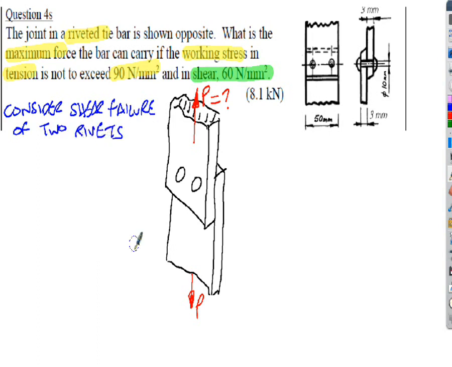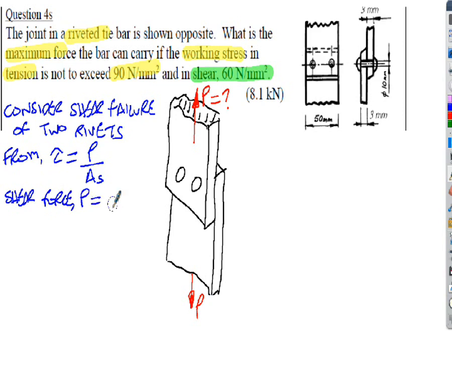Okay. So again, we're going to use the formula we've been using. The shear stress is equal to the force divided by the shear area. We're going to rearrange to find the shear force. P will be equal to the stress times the shear area. So exactly what we've been doing before, we're going to do again here.